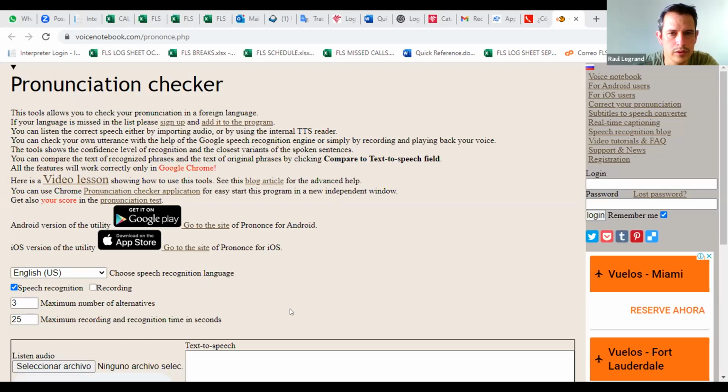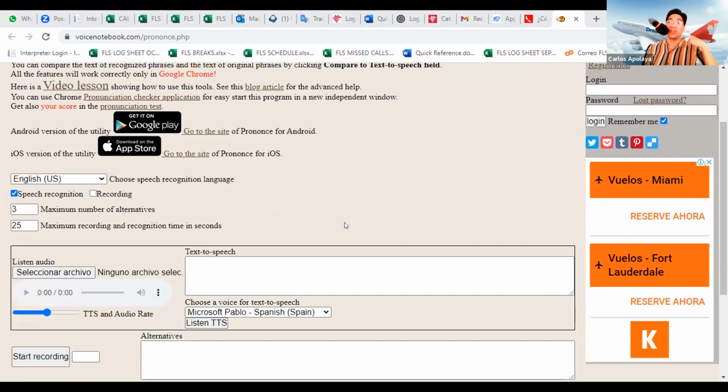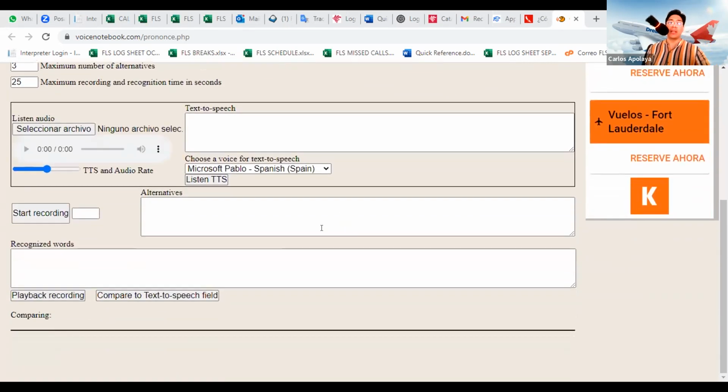This one, share. Okay. Scroll down. What you're going to do is click on start recording, and the sentence I want you to say, you can type first and then you can read it. Where you can see text to speech, type.